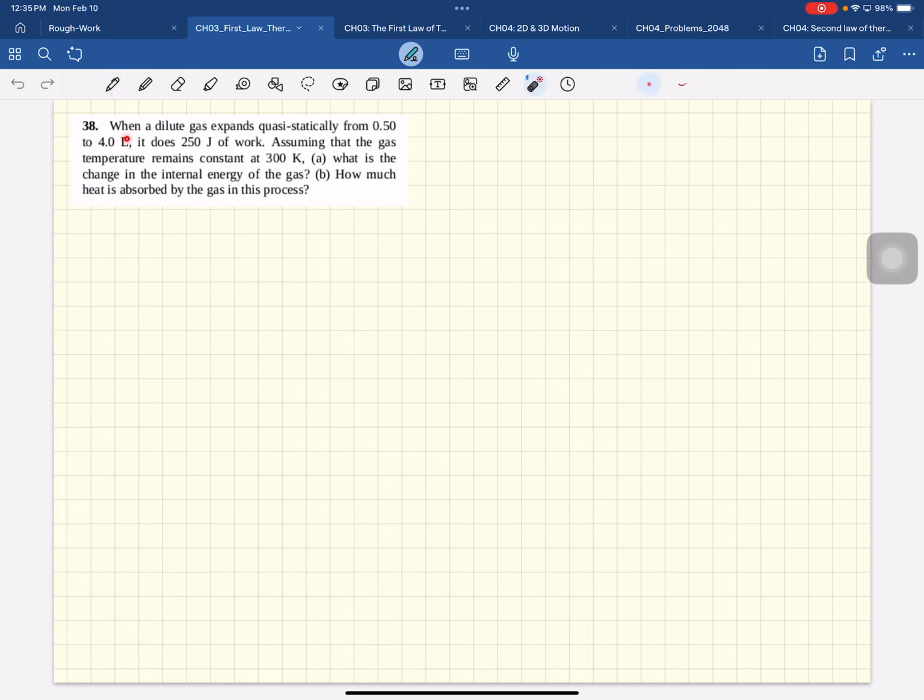All right, this problem says when a dilute gas expands, again, when they say dilute gas, what they're saying is the gas behaves ideally. So we can use all those formulas. It expands quasi-statically from 0.5 liters to 4 liters. It does 250 joules of work. So the gas expands and does work.